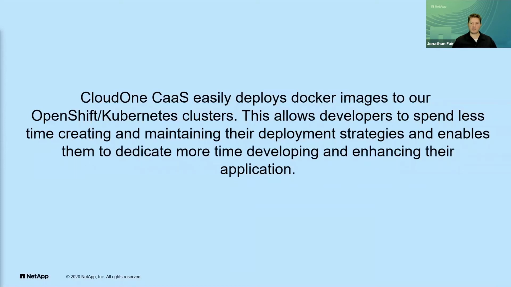CaaS delivers a predefined template Helm chart and end-to-end CI/CD pipeline that includes security scans and approvals. This allows developers to spend more time improving their application instead of maintaining and troubleshooting the pipelines.